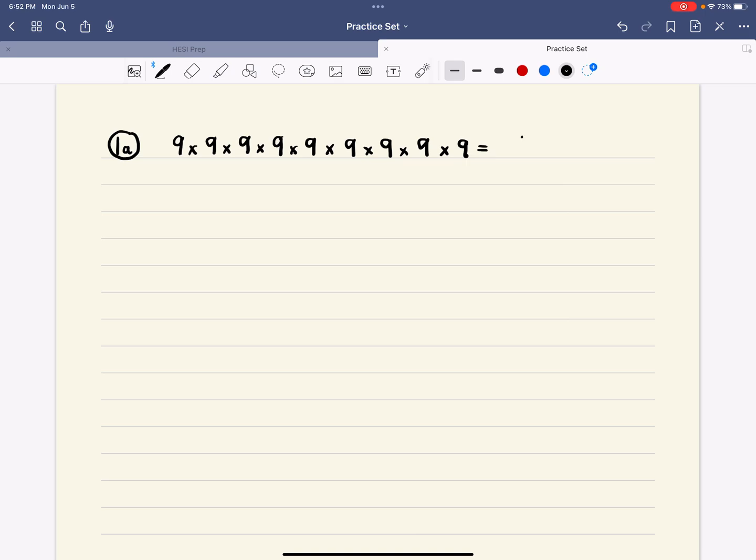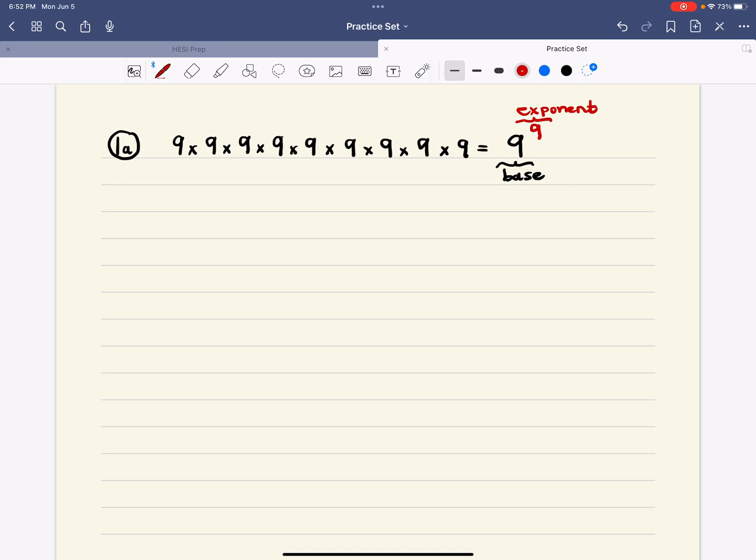So the base is the 9, because that's what's written so many times. How many times is it written? It's written 9 times. So that's the exponent. And we are about to find the power.